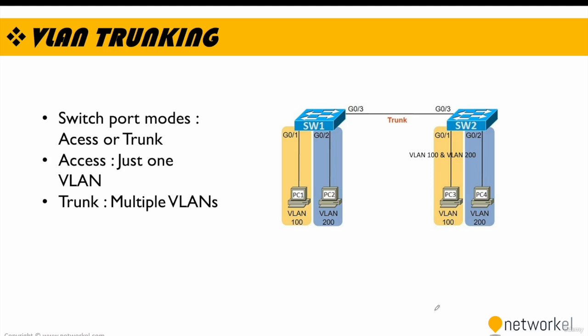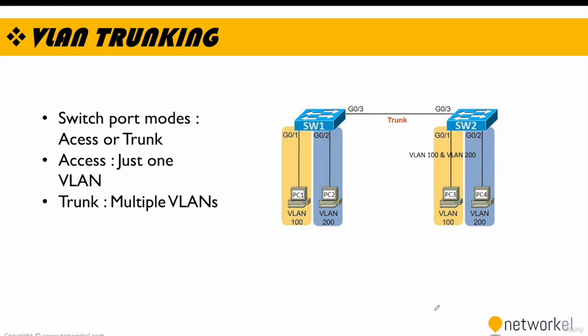So let's continue with trunking. We have two modes of switch ports, and they are access and trunk. Okay, an access port can carry a single VLAN. However, a trunk port carries multiple VLAN information between different switch ports. Okay, so each frame carries the VLAN information, and that is known as tagging.